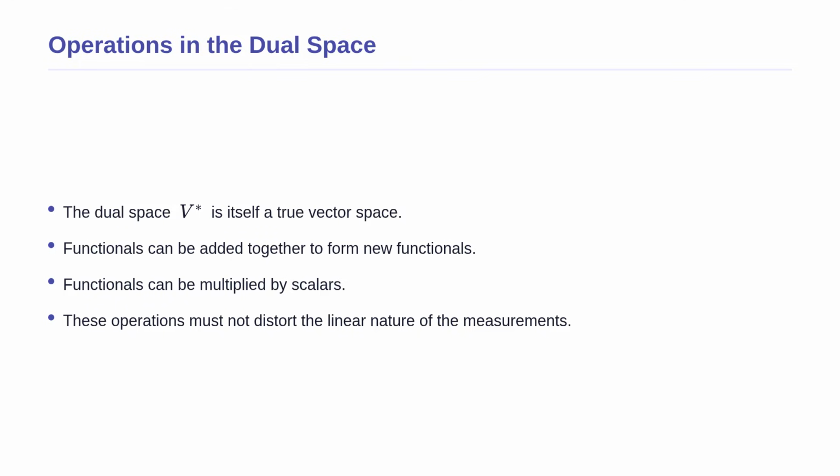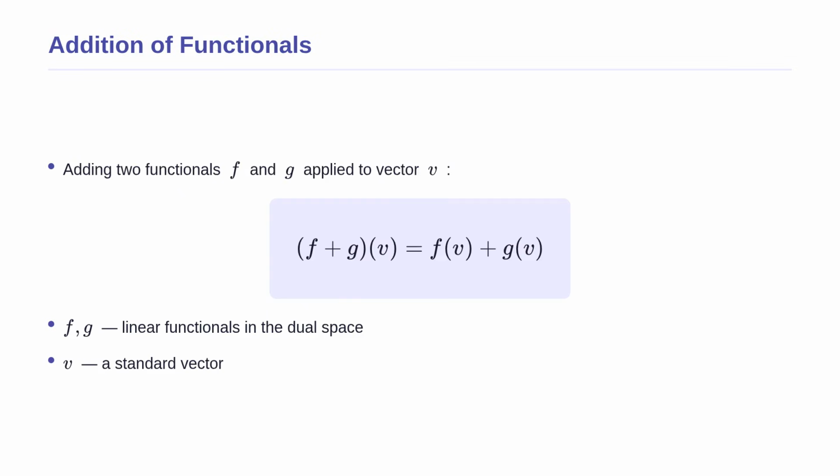Specifically, we must be able to add two linear functionals together to create a valid new functional. We must also be able to multiply a functional by a scalar, stretching or shrinking our measuring tool without distorting its linear nature. Let us look at the exact formulas for these operations. Here is the formal rule for adding two functionals.